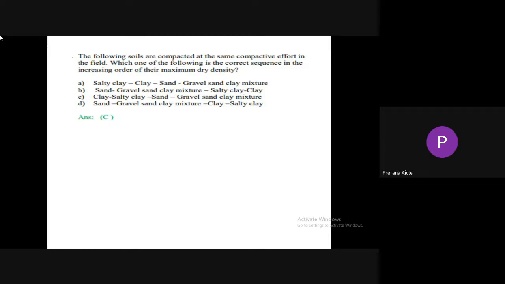So the answer is C. Clay soil, where the size of the particle is very small, then silty clay, then sand, then gravel, sand, clay mixture. So clay soil, small size, then sand, then gravel. That means as the size of the soil increases, maximum density also increases. It is the correct sequence in compaction.